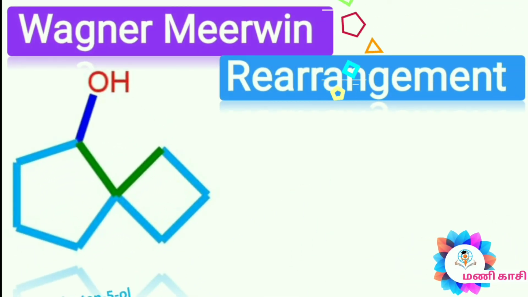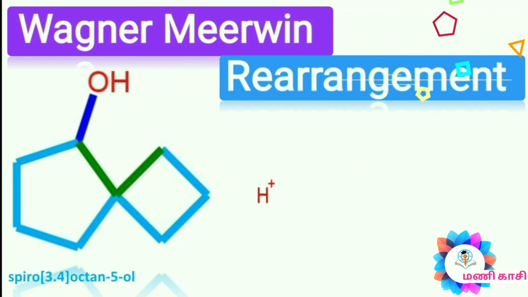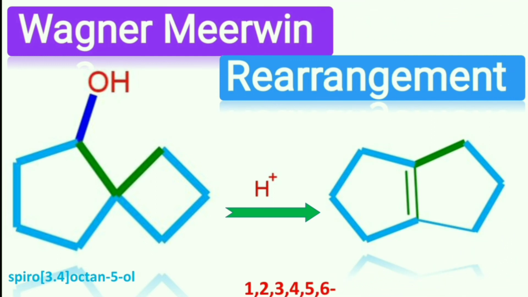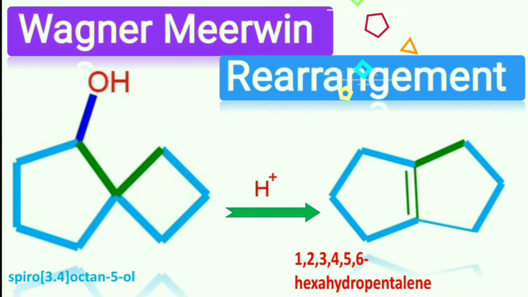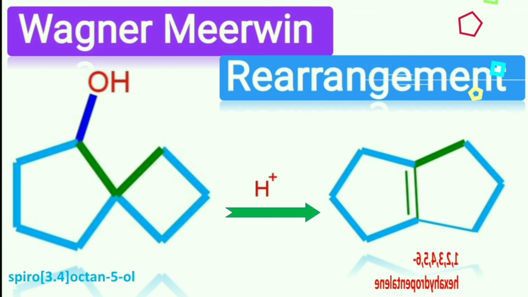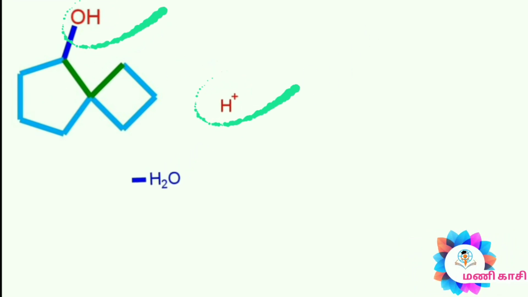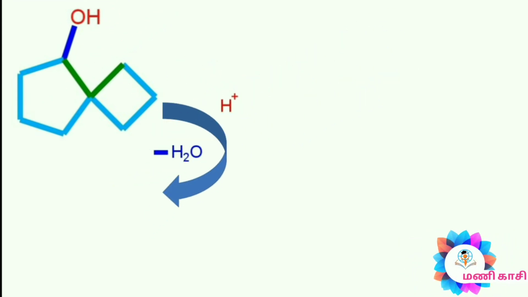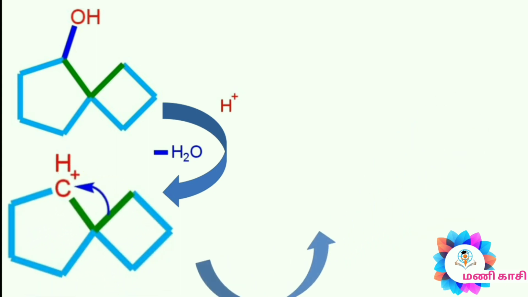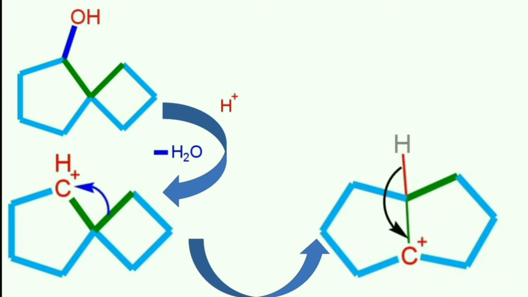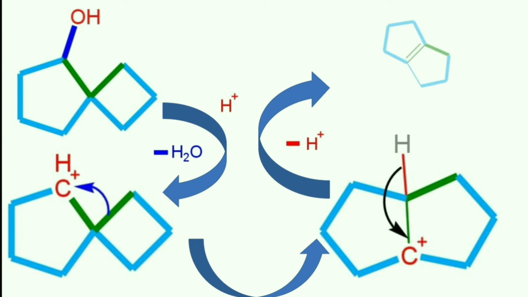In this case, spirooctanol reacts with acid and gives a bicycloalkene. Mechanism of this reaction. Step 1, leaving of a water molecule, and it gives a carbocation. Step 2, the bond is extended to the positively charged carbon. Step 3, deprotonation of hydrogen, and it gives the bicycloalkene.